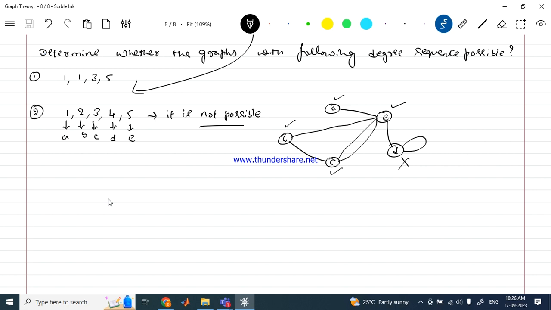Before getting into more problems on vertex degree, I just wanted to give one more definition, called regular graph.